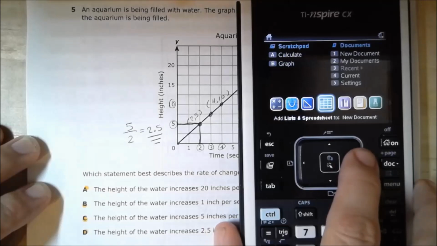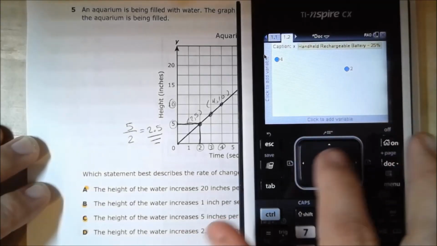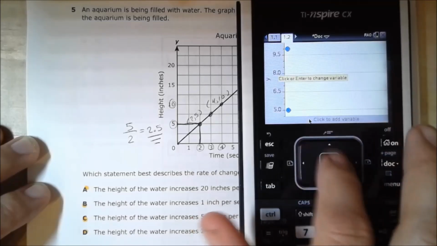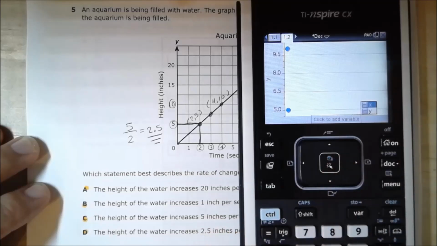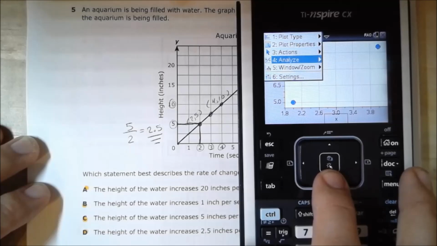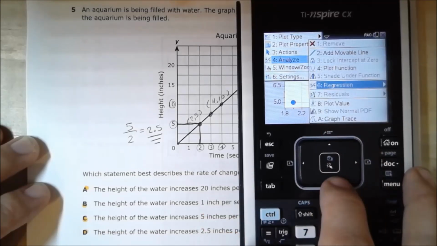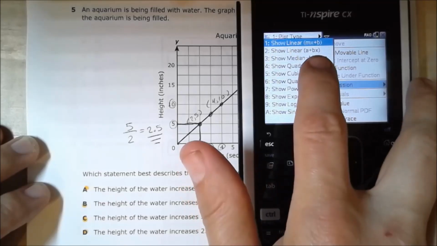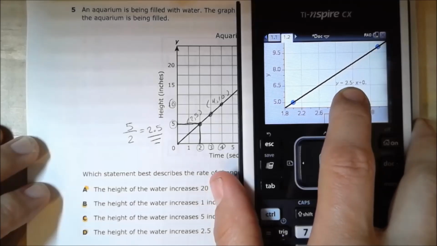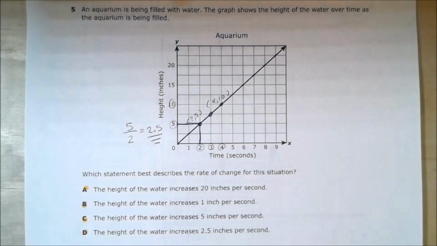Once I hit home, I'm going to go over to statistics, that purple box, hit enter. Remember, we're going to change this axis on the left. It's always going to be Y. The axis on the bottom is going to be X. And then if we hit menu, option 4, 6, 1. So 4 is analyze, 6 is going to be linear regression, and then it says show linear mx plus b. Notice it says a positive 2.5. So that tells me my unit rate, or my slope. It is 2.5.